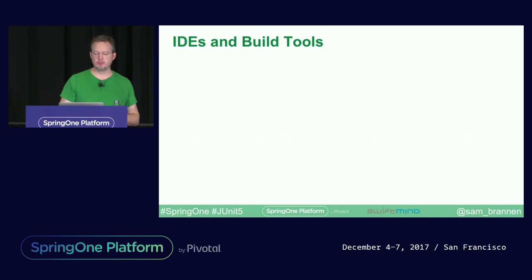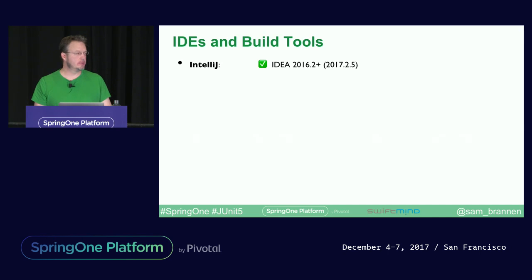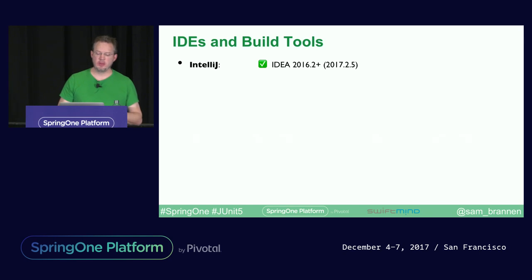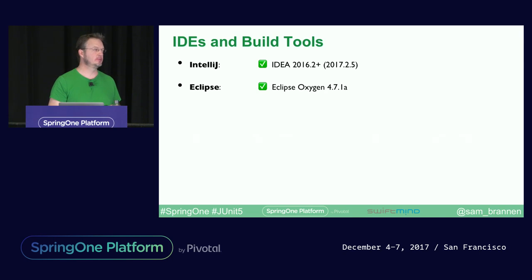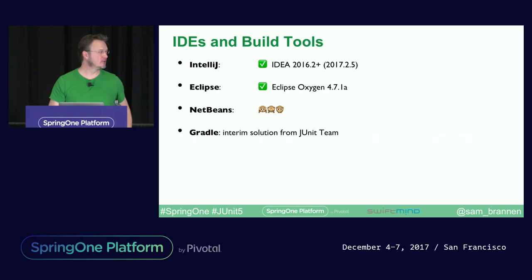So, IDEs and build tools support. IntelliJ was the first, supporting the platform since 2016.2 and more recent versions as well. Eclipse also has official support since September, in Eclipse Oxygen 4.7.1a. And NetBeans, I have no idea. There's been an issue, but not much response there, so we'll let the monkeys speak for themselves.